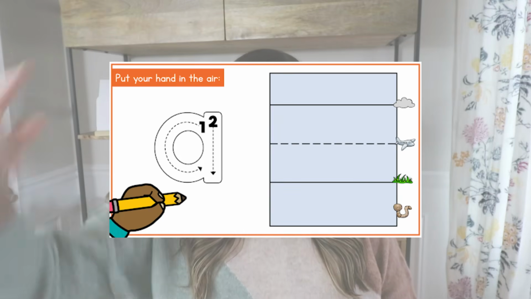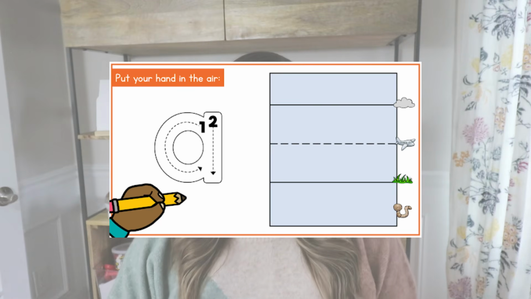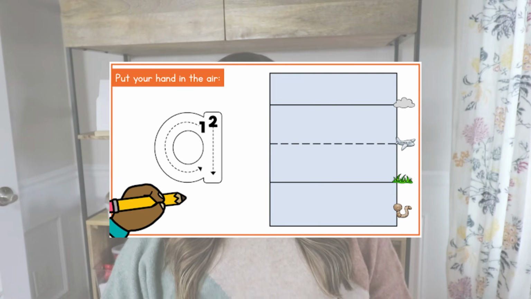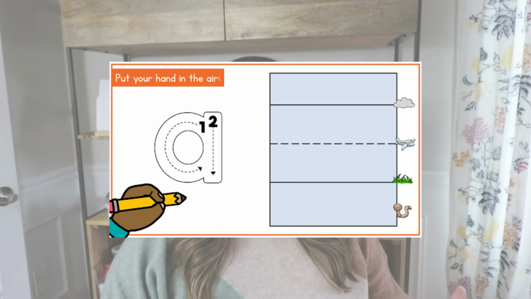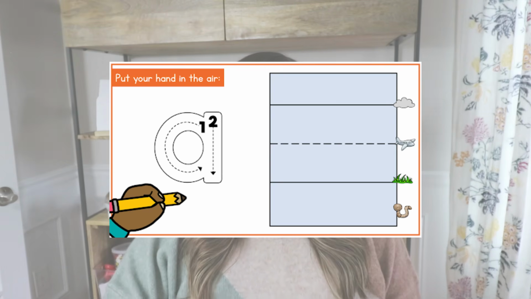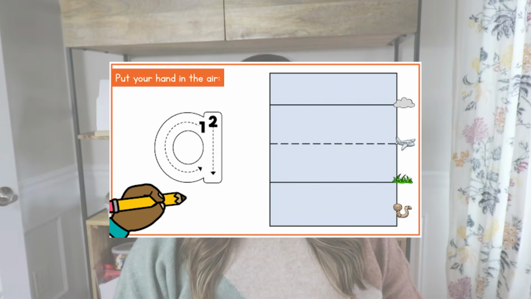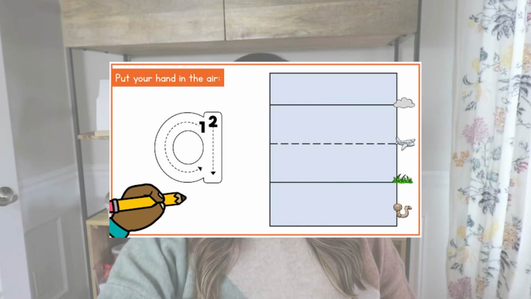When teaching letter formation, I like to have my students put their hands in the air and we practice some skywriting. So over on the right, I have some handwriting lines, and I will go ahead and explain the steps of creating an A. I will explain exactly how to do it, and then I will have students skywrite it a few times in the air.